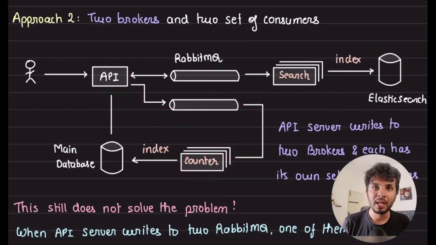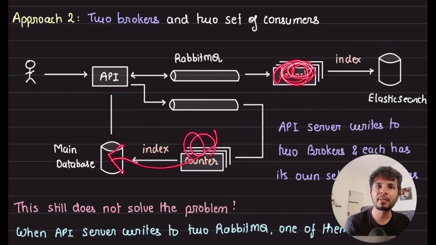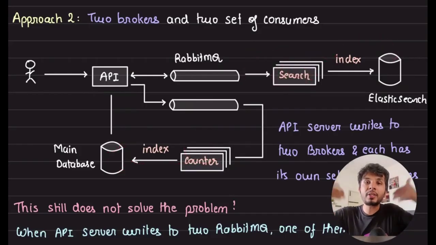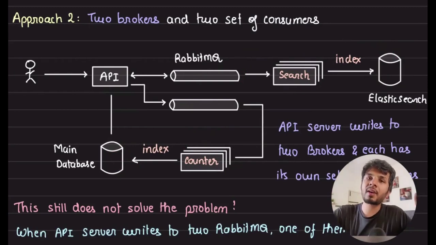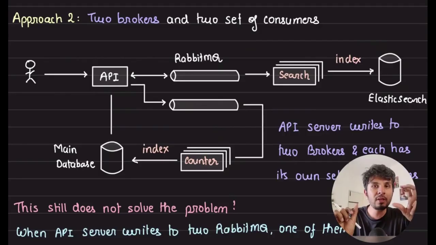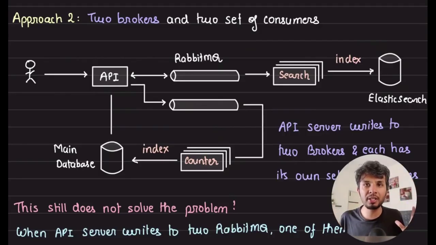This solves the problem because now even if search workers are down, your count is still there. But if counters are down, your search is still working. So in either case, eventually you would always have a consistent state. It may not be strongly consistent, but eventually the total number of posts in your table will be equal to the total number of posts that is part of the search engine. That's all. Seems to solve the problem.